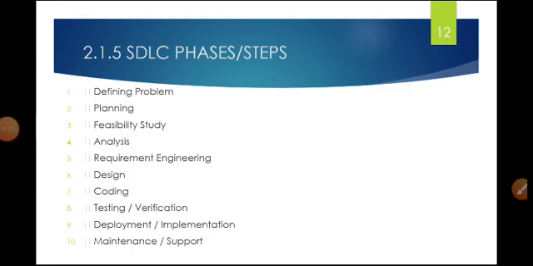After studying the SDLC definition, we covered the steps or phases of SDLC. We all know that there are 10 phases of SDLC, starting from defining the problem, then planning, feasibility study, analysis, requirement engineering, design, coding, testing or verification, deployment or implementation, and in the end, maintenance and support.